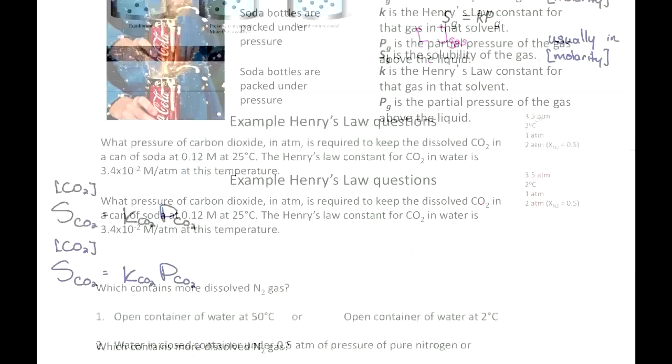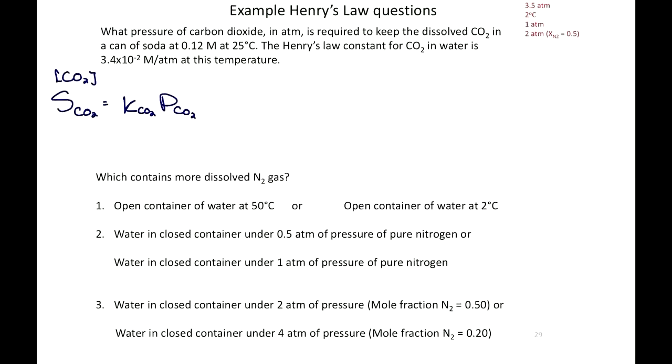So let's do a question. So, soda. What pressure of CO2 in atmospheres is required to keep the dissolved CO2 in soda at 0.12 molarity at this temperature? And I tell you Henry's law constant. So it looks like I give you solubility, I give you K. We are solving for the partial pressure of CO2 required to keep all of that there. So it's just plug and chug, all right? So let's put this together.